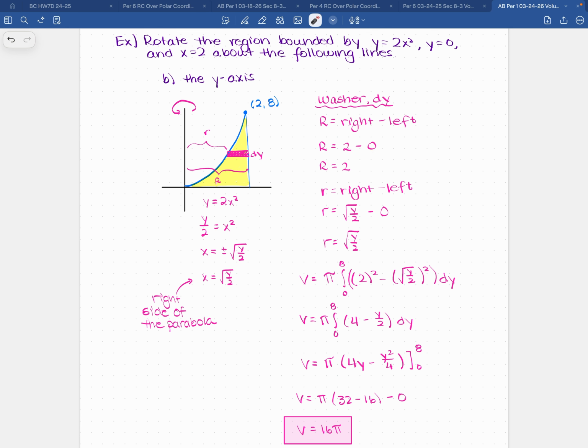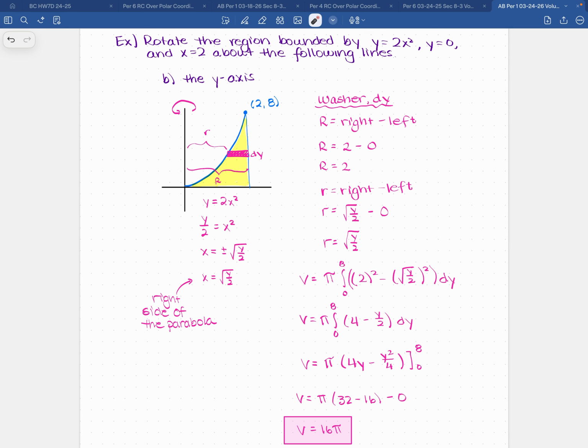Now for the little radius, along the right-hand side is the curve, but we can't say 2x squared because that's in terms of x, and this is a dy problem. So we have to take our equation and solve for x. And when you do, you get a plus or minus. In this case, we just care about the right-hand side of the parabola, and so that's why I only look at the positive square root.